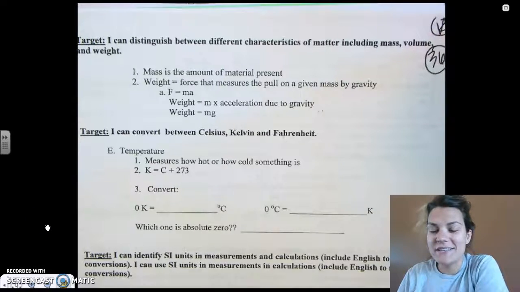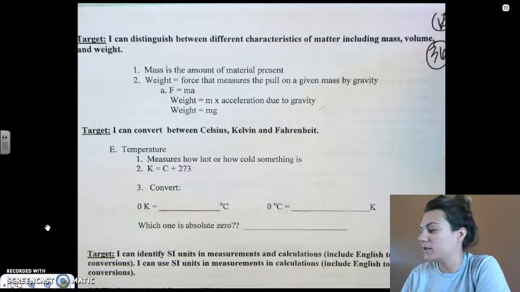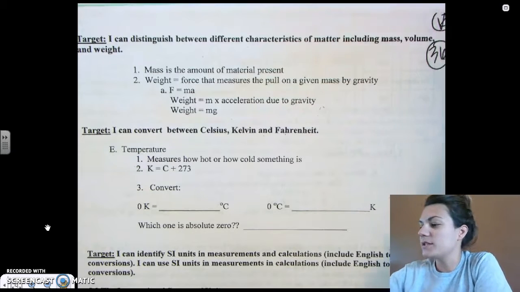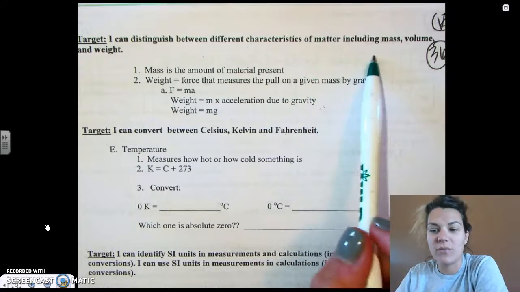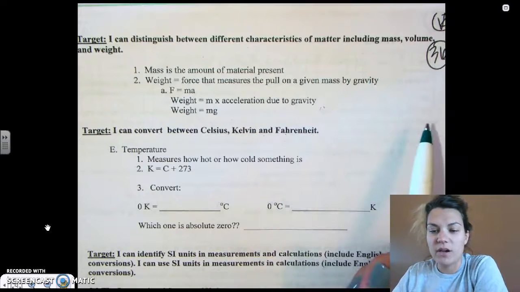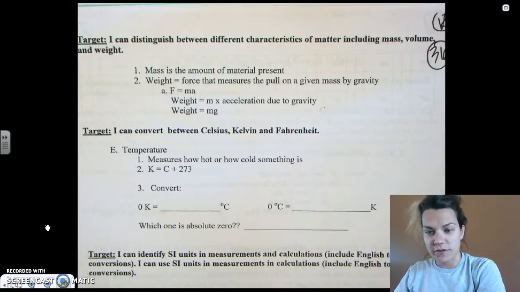Hi, this lesson is going to be very simple. There's only two concepts that I'm going to be talking about during this lesson. The first one is the difference between mass and weight and why we talk about mass in chemistry. And the second one is temperature conversions.